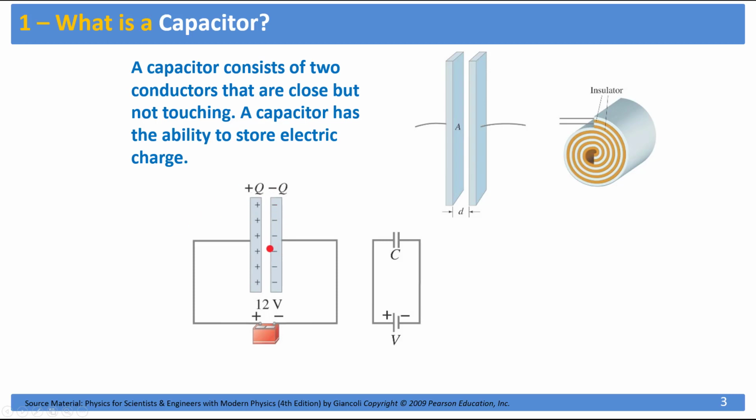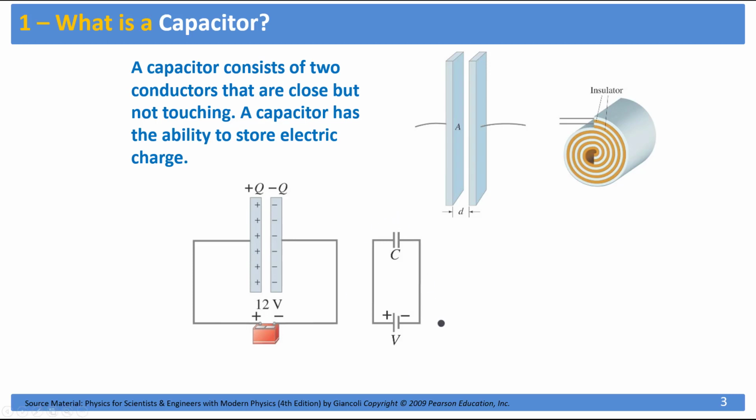And this charge transfer will continue between the plates of the capacitor and the battery until this plate reaches the same potential as the positive terminal, and this plate is at the same potential as the negative terminal, meaning the potential difference between the plates of the capacitor will be equal to the potential difference between the terminals of the battery. From that point on, there will be no more charge transfer. At that instant, we say the capacitor is fully charged.